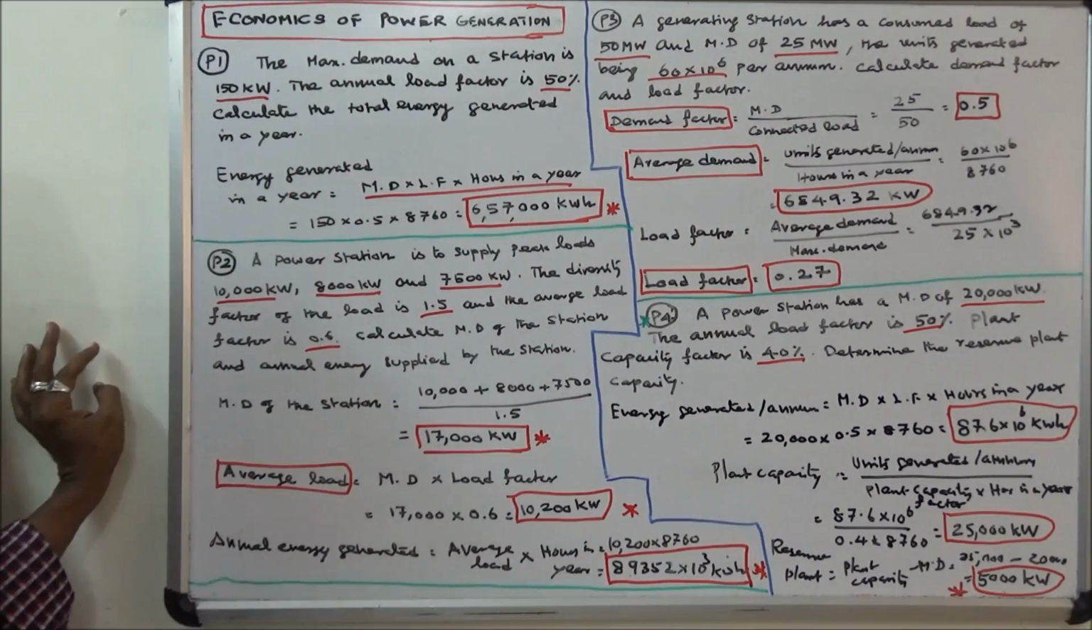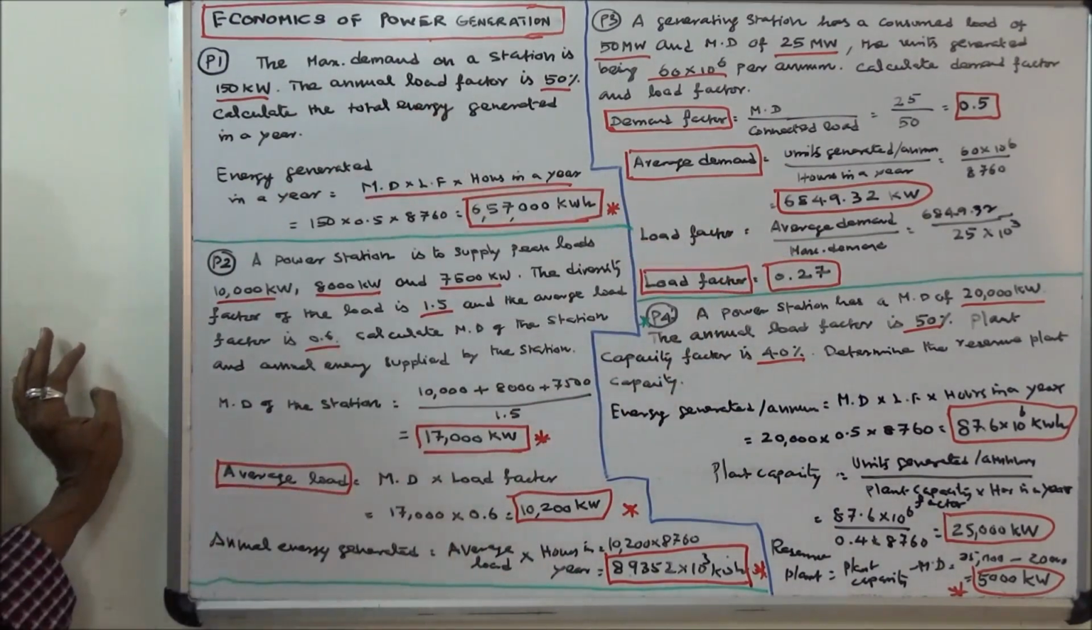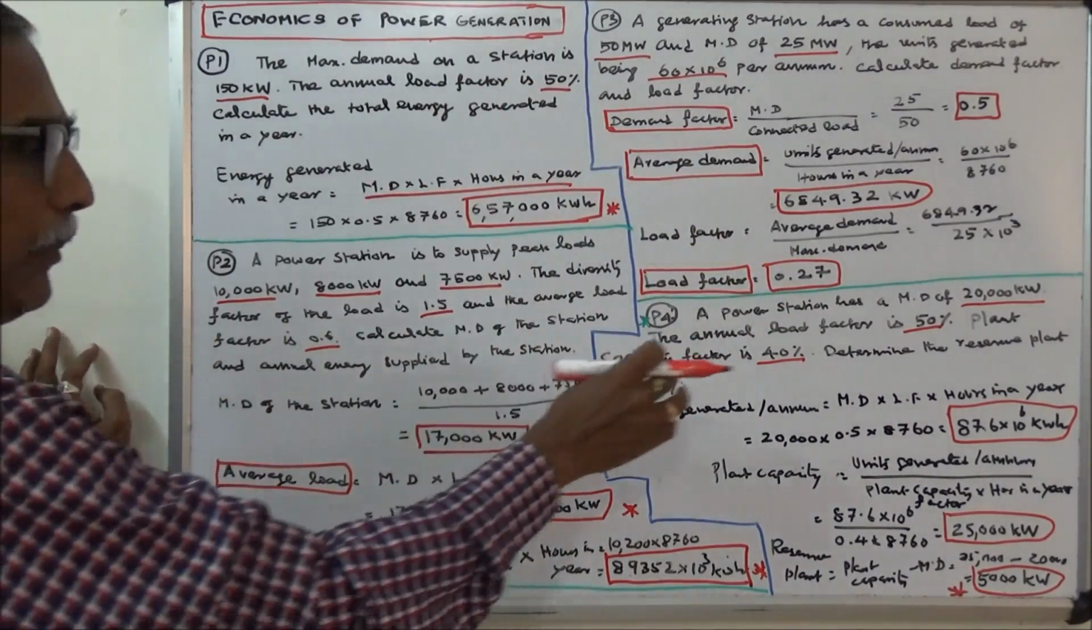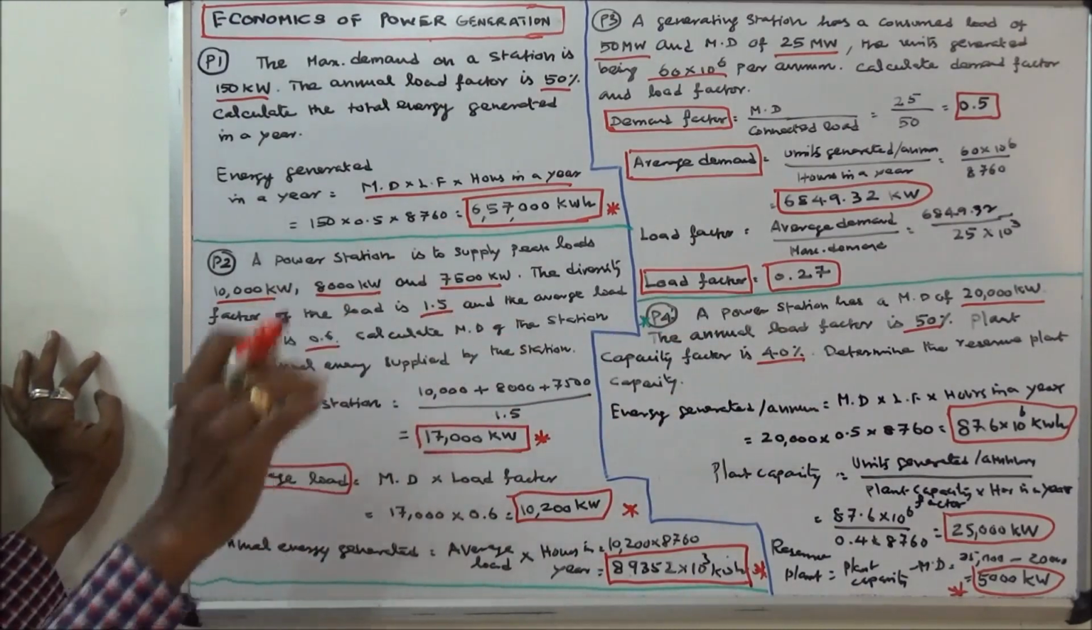Fourth problem: a power station has a maximum demand of 20,000 kilowatts. The annual load factor is 50%. Plant capacity factor is 40%. Determine the reserve plant capacity.